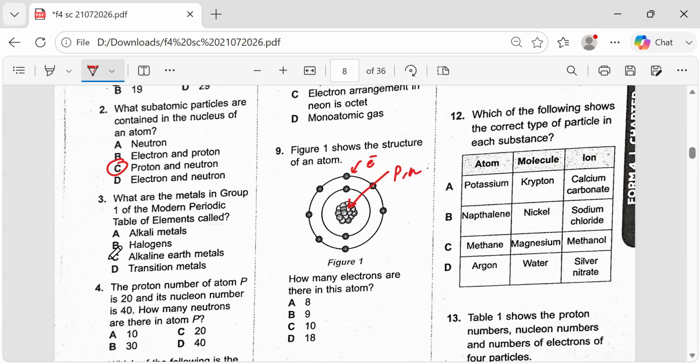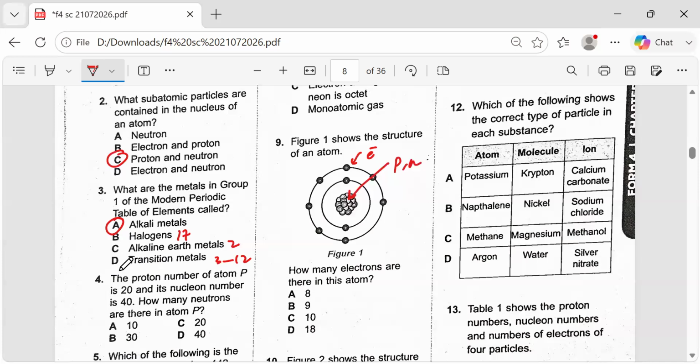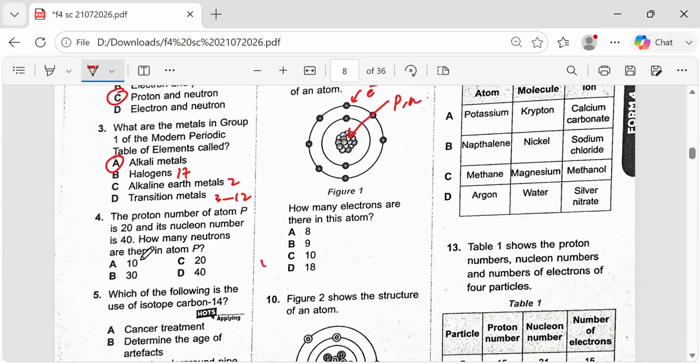What are the metals in group 1 called? Alkali metals. Halogen is group 17, alkaline earth is group 2, transition metals are between 3 to 12. That is transition metals, the ones in between. The proton number of atom P is 20 and the nucleon number is 40. How many neutrons? Take 40 minus 20.